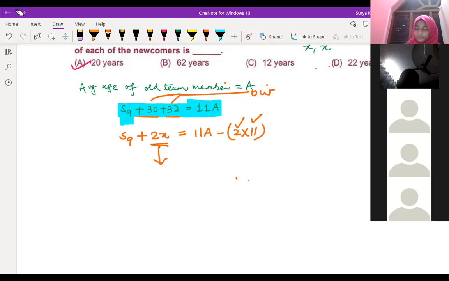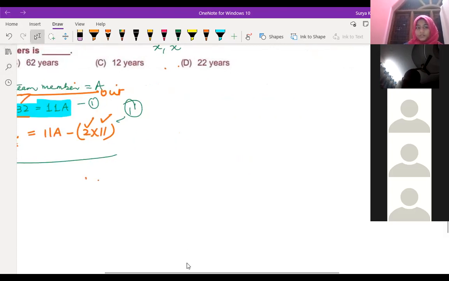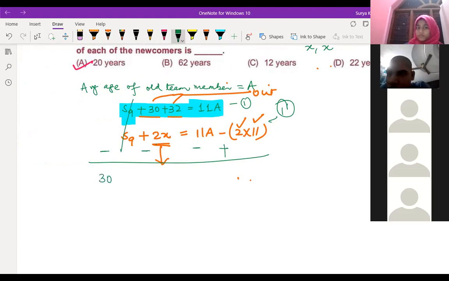So equation 1 is this one and equation 2 is this one. You can solve these 2 equations. If you subtract, what happens? Now S9, if you subtract this, what will come here? Minus you should write, here also minus, and here you should write plus. Correct. So S9 and S1 will get cancelled. Then you should write 30 plus 32 minus 2x is equal to 11, 11 also will get cancelled, and you should write 22.